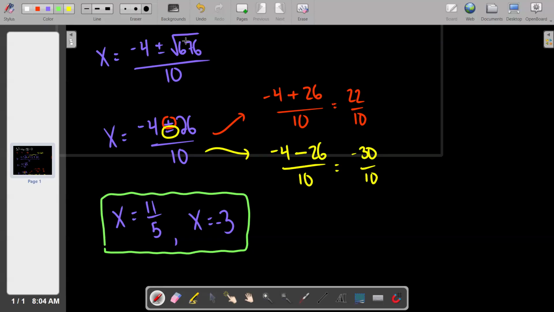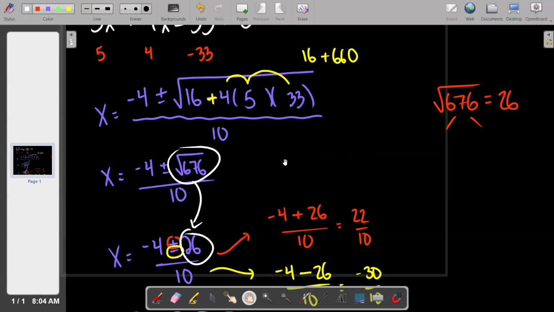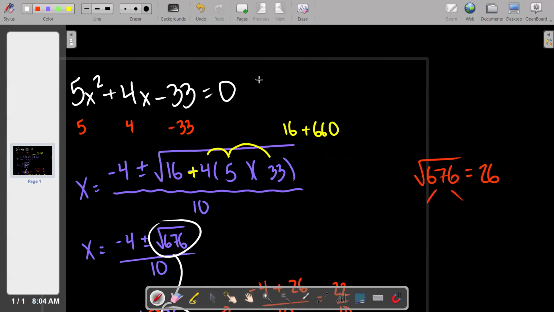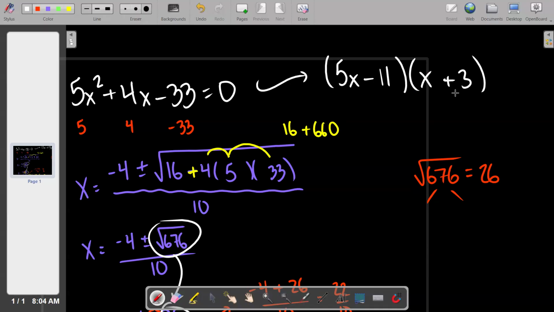Whenever this happens, whenever your square root becomes a whole number, it means that the original problem could have been factored, just for the record. So if you go back to the very beginning, had you said, I like factoring, I'm going to try it, you could have done this. Go ahead and check it if you want to.